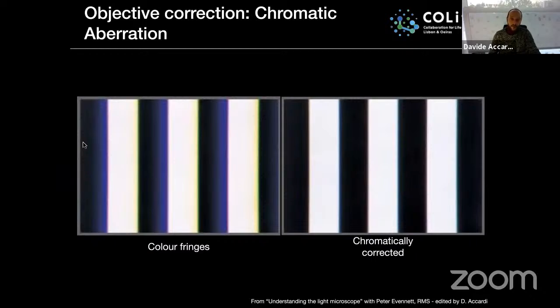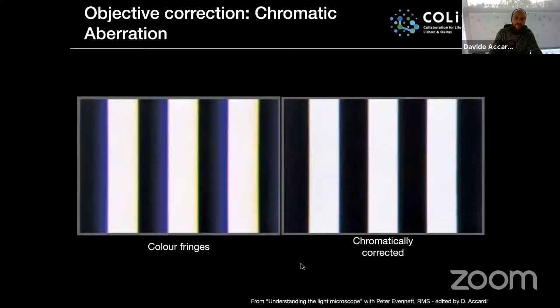By the way, these two images were taken from the movie Understanding the Light Microscope with Peter Evennett, which is available on YouTube. It's a 1 hour and 20 minutes movie that I strongly recommend to everybody. It doesn't matter what your level of knowledge of microscopy is. These are beautiful movies. Peter Evennett is a senior microscopist of the Royal Microscopical Society, and he beautifully explains all the basics and the principles of light microscopy.